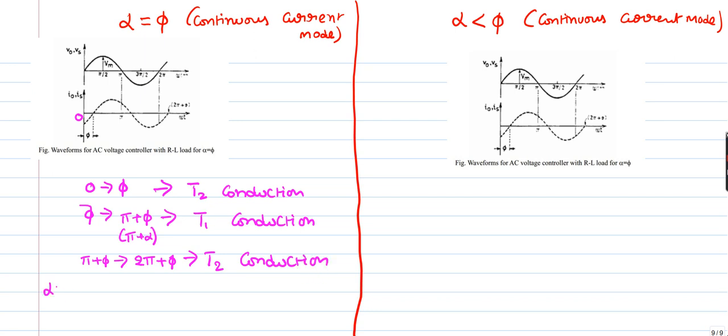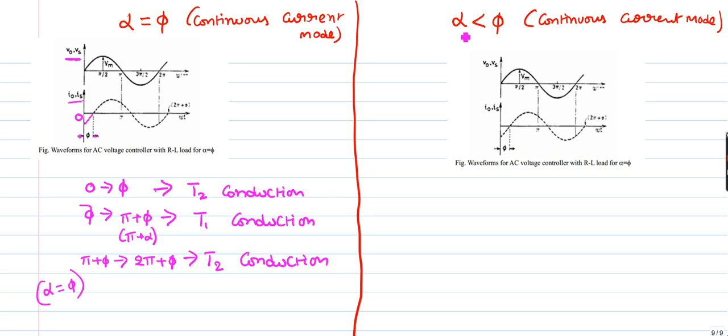So here phi is equal to alpha. So pi plus alpha to 2 pi plus alpha, alpha to pi plus alpha. So we are going to have continuous conduction. So both output voltage and source voltage are having same voltage waveform. There is no separate waveform for output voltage. So both source voltage and output voltage are equal. So you can find the both output current and source current are equal, but they are having a phase difference with voltage, that is phi. So this is about continuous current mode.